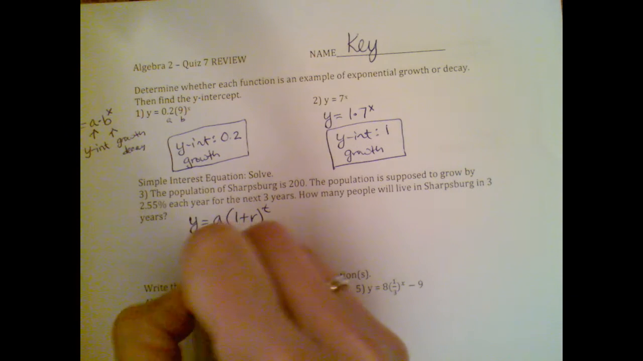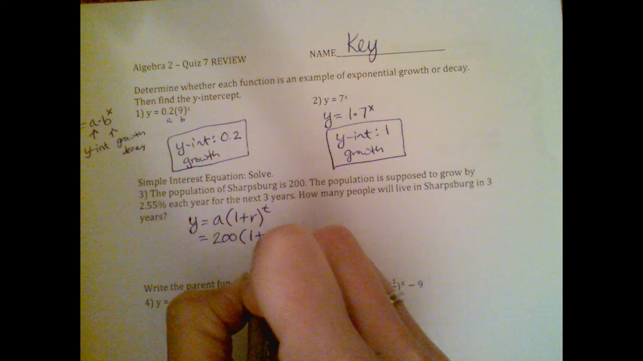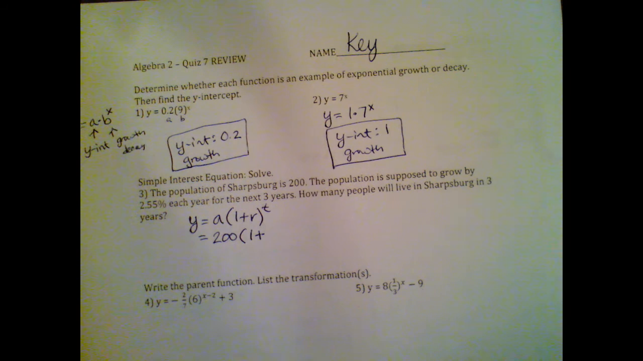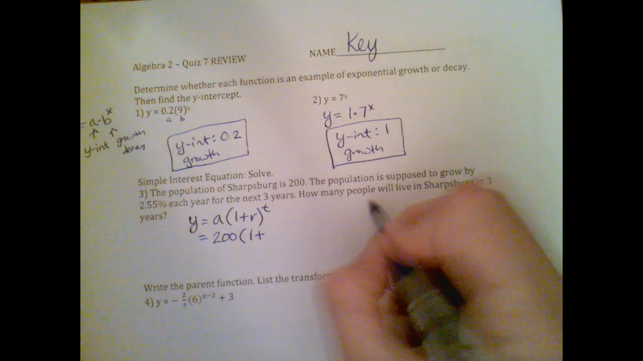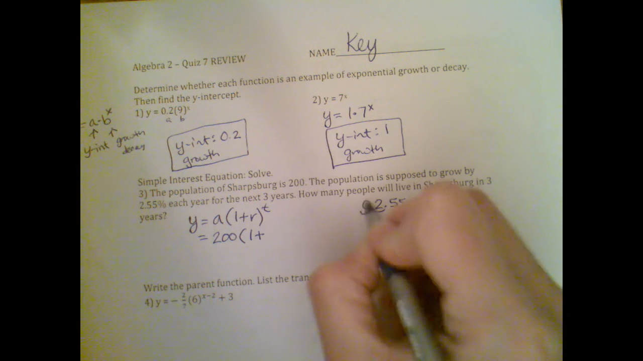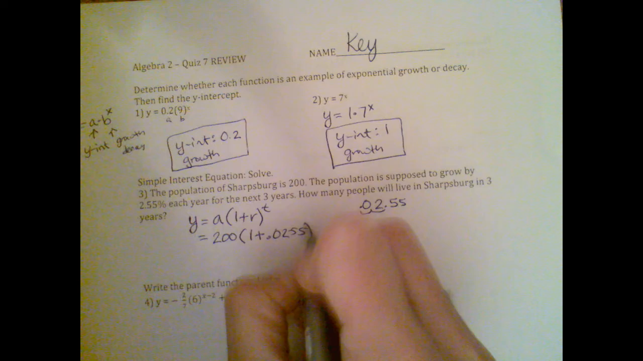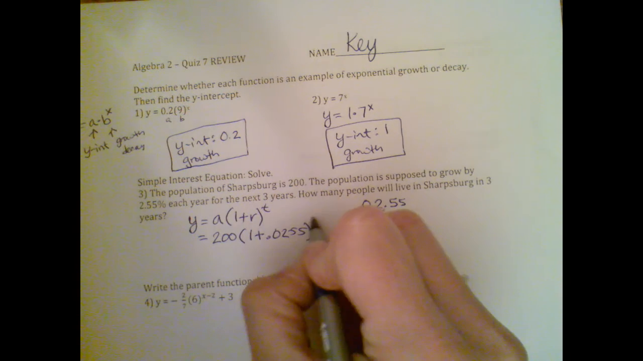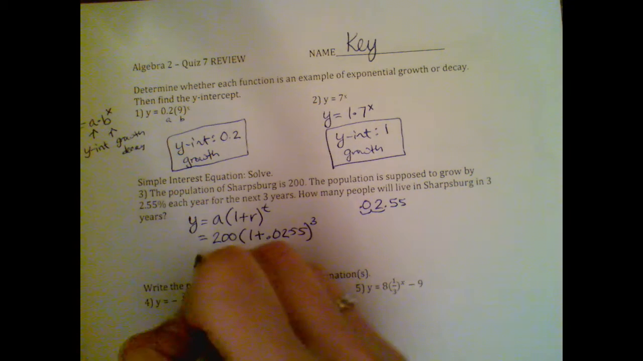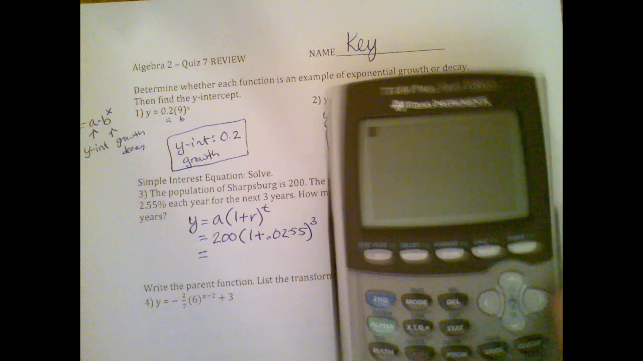So for here, our initial amount was 200, and then it's going to increase, so we're going to add the rate. If we were to decrease, we're going to subtract the rate. Make sure that rate, we're going to move that decimal over 2 places to the left. So we're going to plug in 0.0255, and our time needs to be in terms of years, so 3 years. So then we're going to plug that into our calculator just like that.